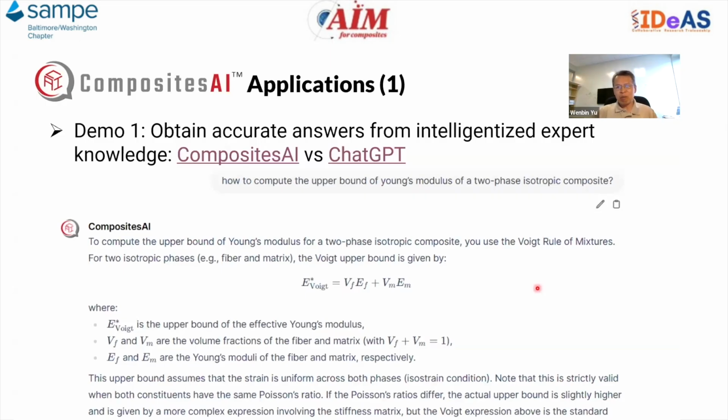And you can ask the same question to CompositesAI and also ChatGPT. CompositesAI was talking about the rules of mixtures, Voigt bounds, many of you know, but some of you may not know that this is not the upper bound. This upper bound assumes the strain is uniform and all that. Note that this is strictly valid when both constituents have the same Poisson's ratio. If the Poisson's ratio differ, the actual upper bound is slightly higher, given by a more complex expression. If you further ask CompositesAI what the more complex expression is, it will give you.